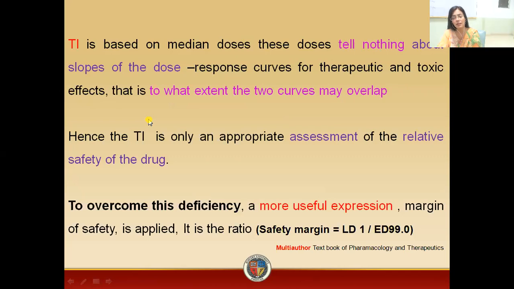Now, in our next video, we will discuss the therapeutic window, which gives us a much better estimate of the safety of the drug. There we will discuss the difference between the therapeutic index, therapeutic ratio, and the standard safety margin.